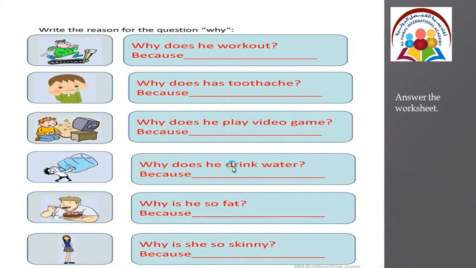Here we have also the worksheet. Please answer it.